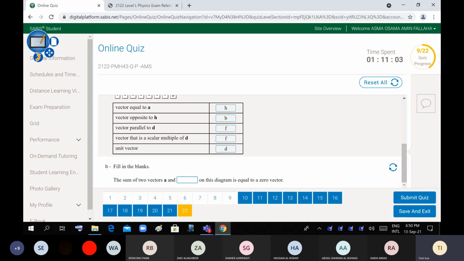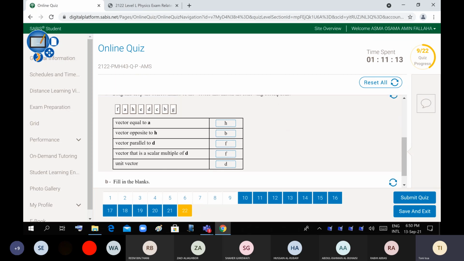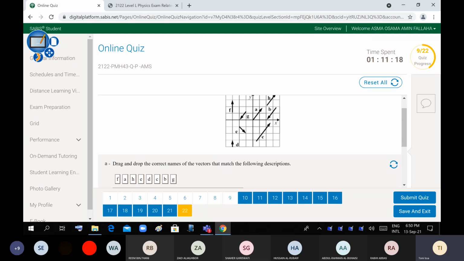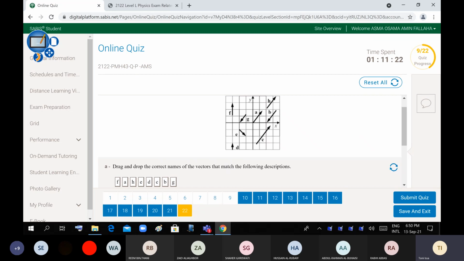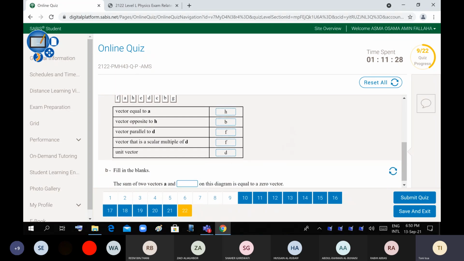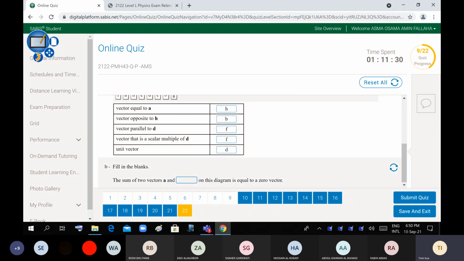What else we have? Okay, we still have the last one. Fill in the blanks: the sum of the two vectors A and blank on this diagram that is equal to a zero vector. So A, what will cancel A? This is how we should think about it. What will cancel A? It's B. Why B? Because B is opposite to A and it has the same magnitude. So if I add vector A to vector B, they will give me the zero vector. So therefore the answer here is B.